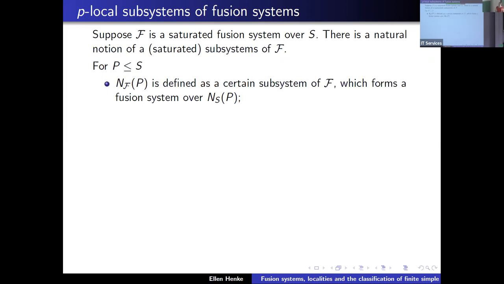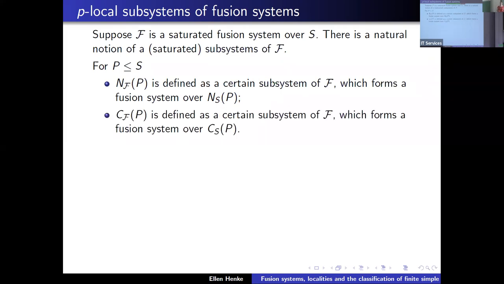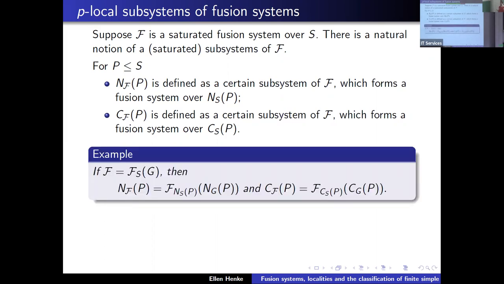So we have notions of normalizers and centralizers if we consider subgroups of S. If P is a subgroup of S, then the normalizer in F of P is a certain subsystem on the normalizer in S of P. Similarly, the centralizer is a certain subsystem on the centralizer in S of P. So to look at the example again, if F is the fusion system of a group, we basically get these fusion systems as the fusion system of a normalizer and the centralizer respectively. And what you can observe here is, in the case of a normalizer, if the normalizer in S of P is a Sylow p-subgroup of the normalizer in G of P, then this will be a saturated fusion system. And the same here: if the centralizer in S of P is a Sylow p-subgroup of the centralizer in G of P, we get something saturated. Of course, this doesn't have to be always the case.